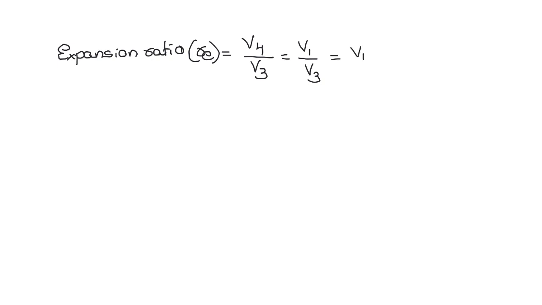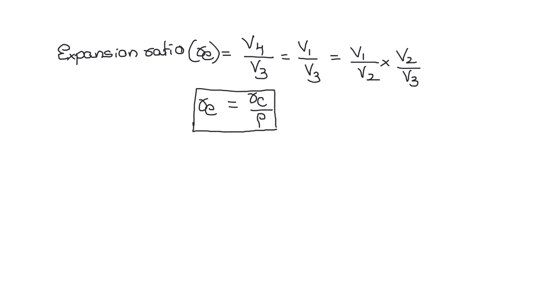Now, if I multiply and divide by V2, we get V1 by V2 into V2 by V3. See, V1 by V2 is nothing but the compression ratio rc, and V2 by V3 is 1 by rho. So rho is the cutoff ratio, which is V3 by V2. So V2 by V3 is 1 by rho. So we can write the expansion ratio as compression ratio by cutoff ratio.